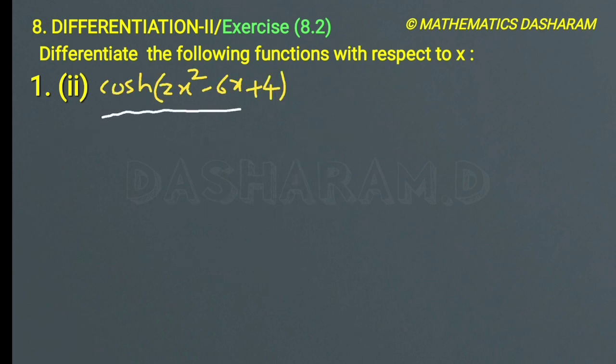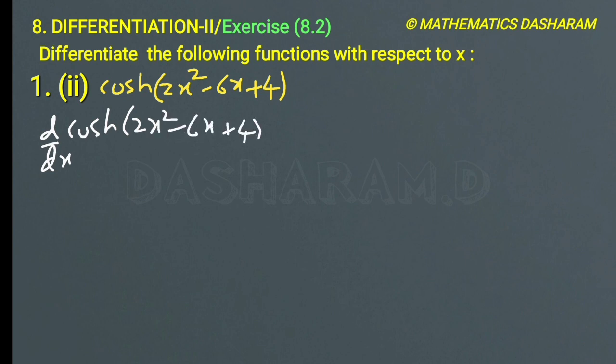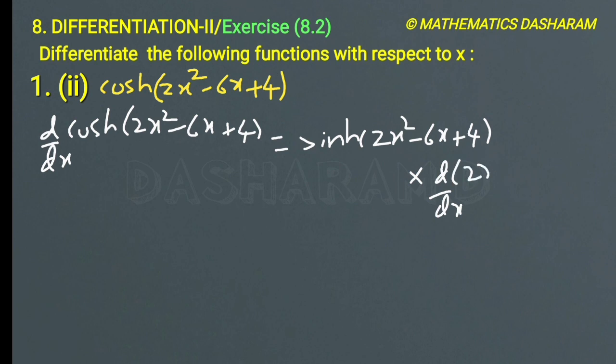Second question, cosh of (2x squared minus 6x plus 4). So the derivative of cosh of (2x squared minus 6x plus 4) equal to, first the derivative of cosh x formula is sinh x. At the place of x we have 2x squared minus 6x plus 4, so sinh of (2x squared minus 6x plus 4). So that is the first derivative of the cosh formula. Next, do the derivative of the other function, that is 2x squared minus 6x plus 4.